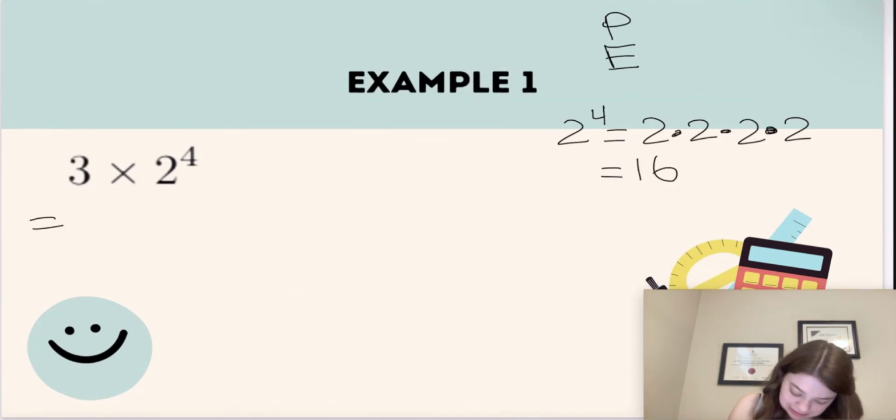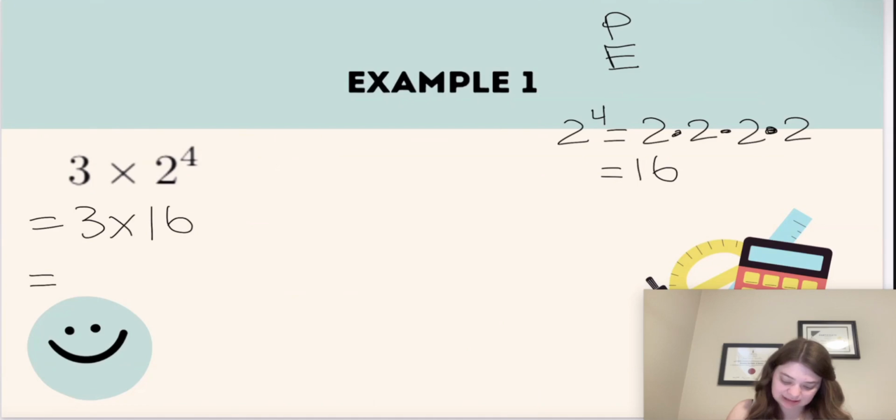So the answer is 3 times 16. And then 3 times 16 is 48. Right after we finish evaluating that power and getting 16, we then can move on to multiplication and get 48, and we're done.